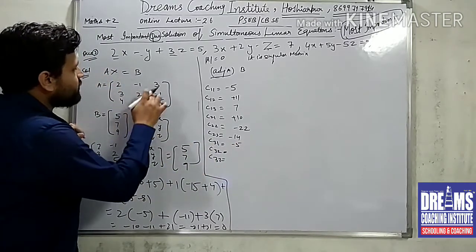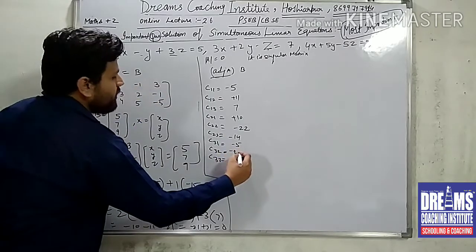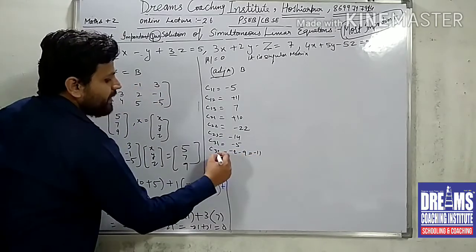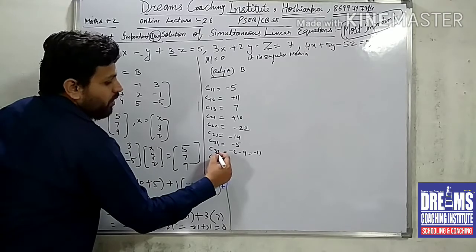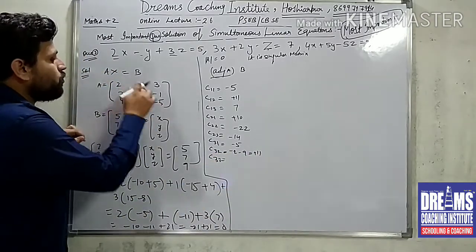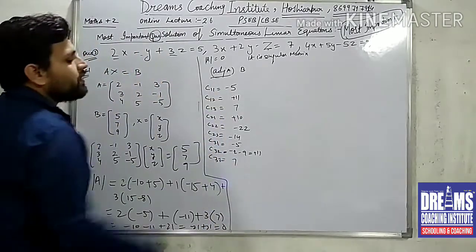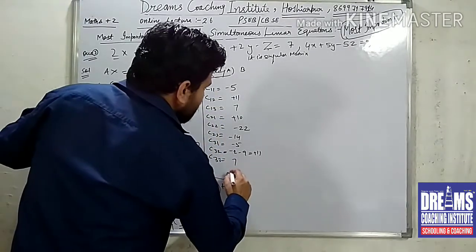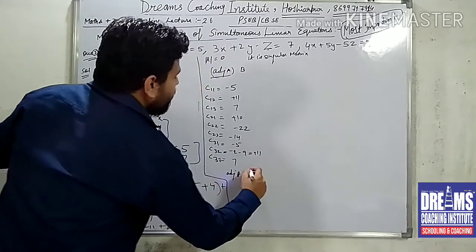C32 will be this segment. This is minus 2 minus 9, which is minus 11, because this is 3 2, an odd number. So this is minus minus plus. So C33 के लिए हमें 2 plus 4, 6 plus 3, 7 बेटा. These are the cofactors, and the cofactors का ट्रांसपोज करने पे हमें क्या मिलता है? Adjoint of A मिलता है.